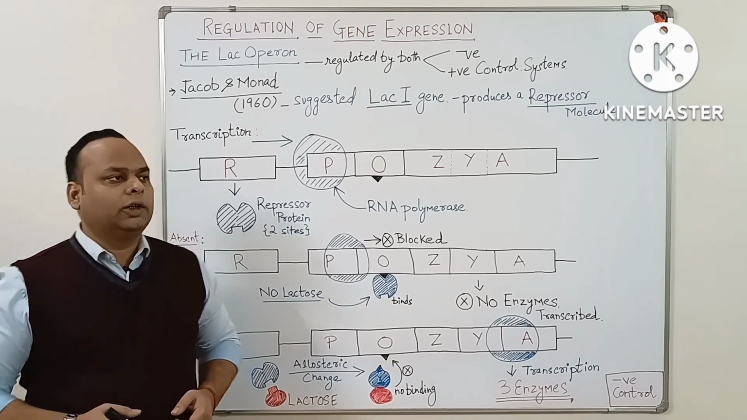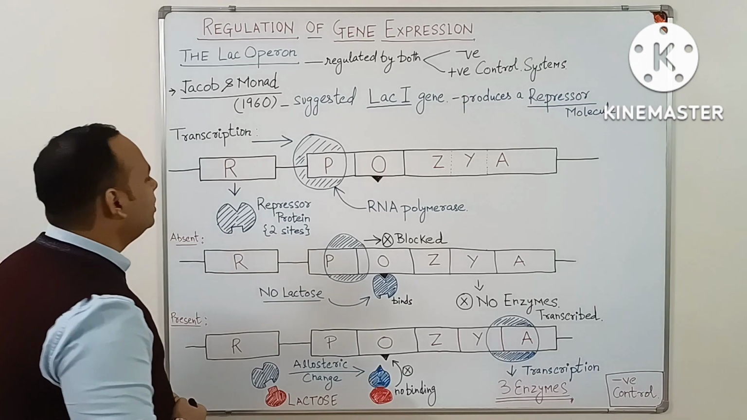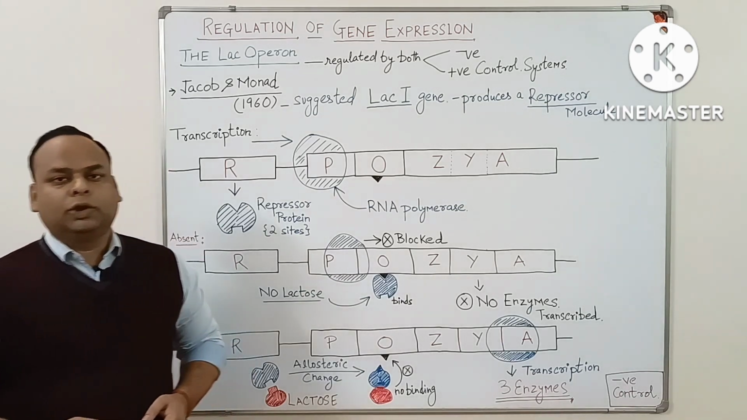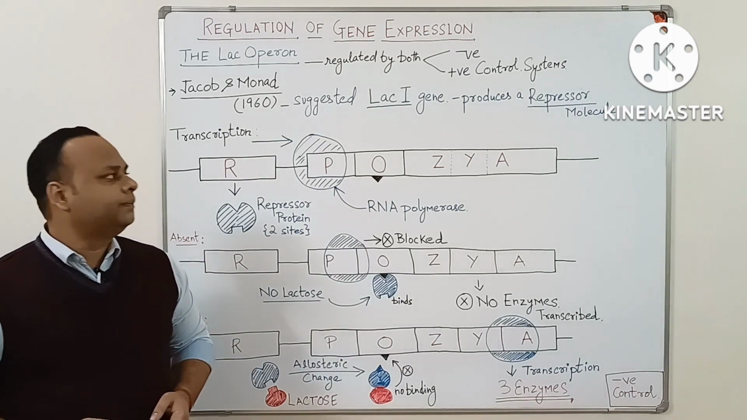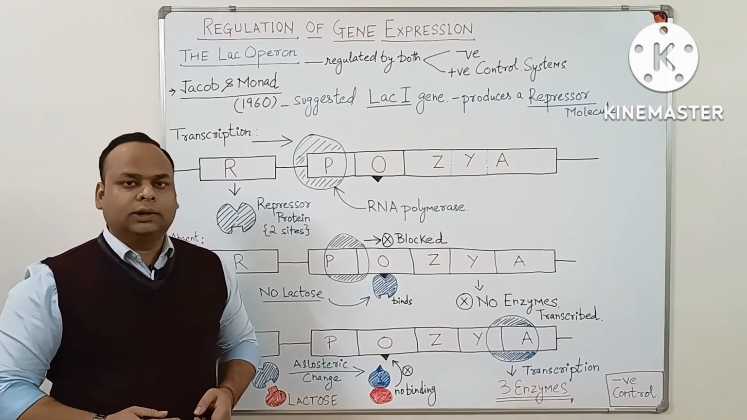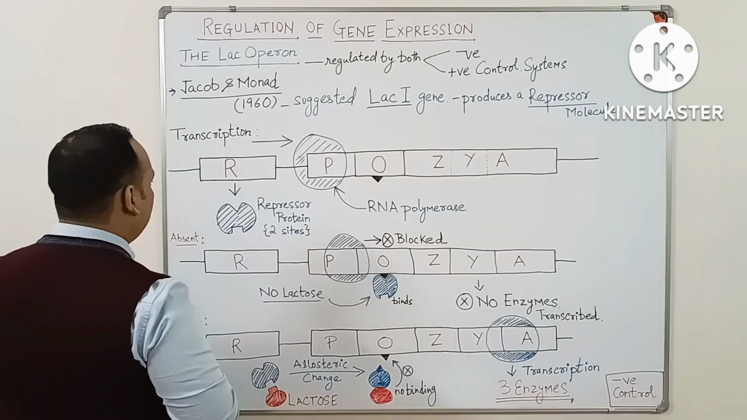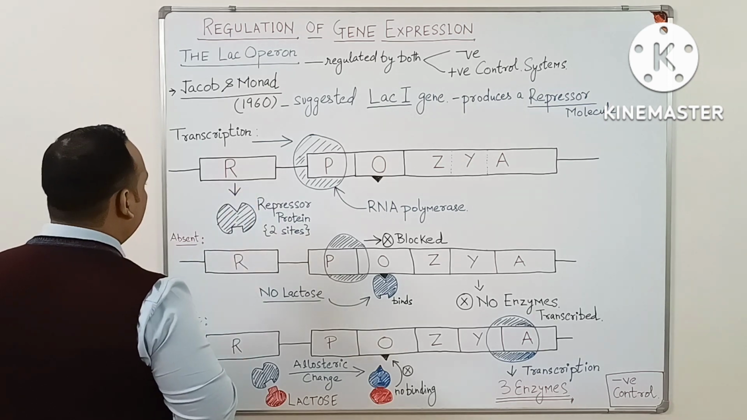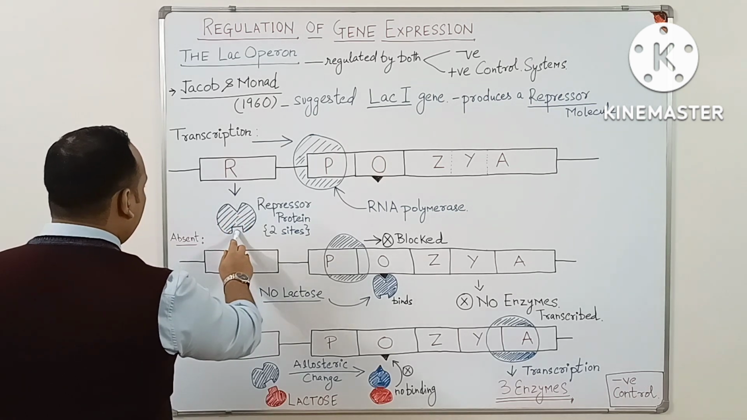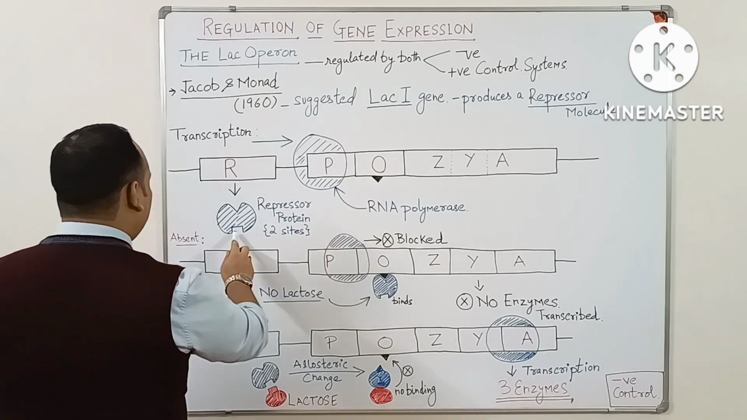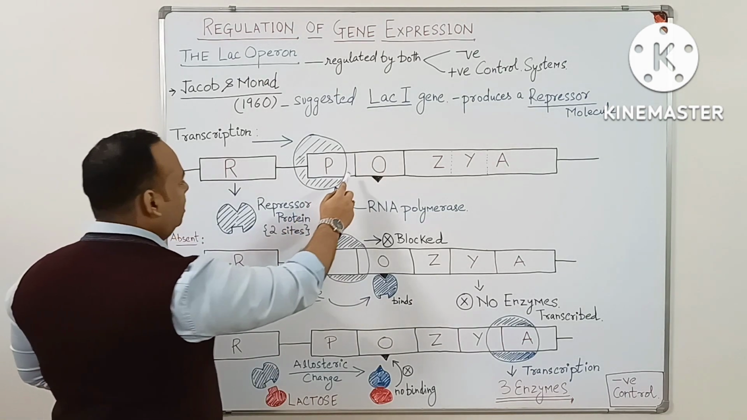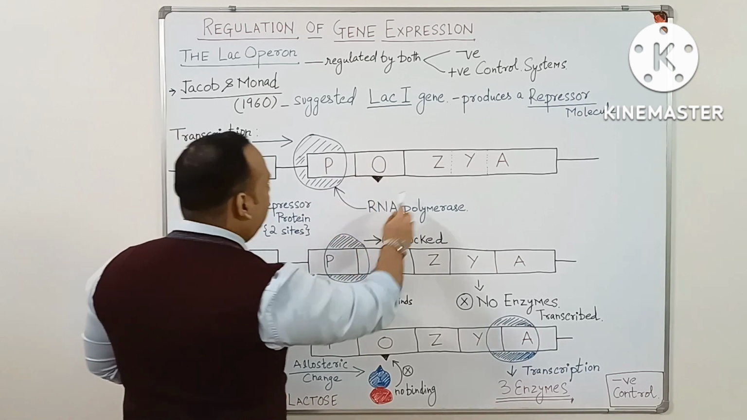So, the lac operon is regulated by both positive and negative control systems. In the year 1960, Jacob and Monod suggested a lac I gene that produces a repressor molecule on the lac operon. In the background of this information, we shall discuss the negative control system first. Here we have the lac operon together with the repressor gene or the lac I gene that produces the repressor protein. The repressor protein has two sites, one for binding to the operator region and the other where the lactose molecule binds.